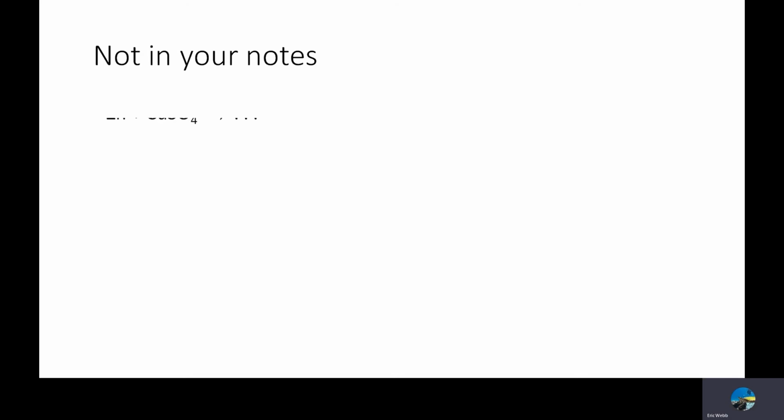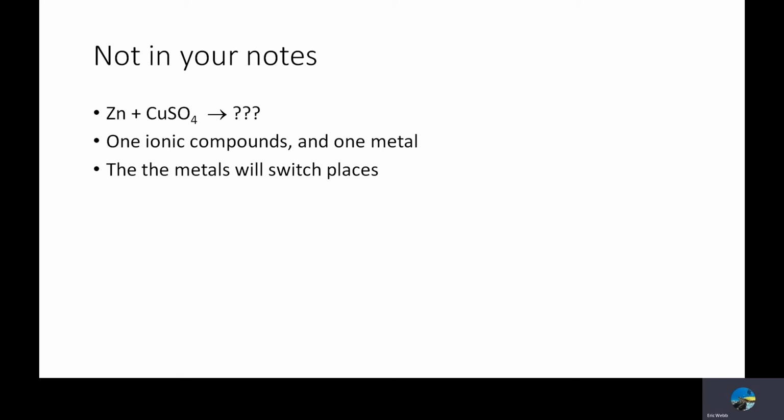This one's not in your notes. Look at zinc and a copper 2 sulfate. So what will this produce? So let's look at those formulas first. We've got zinc, it's going to be a metal, and we have a copper 2 sulfate. It's probably going to be dissolved in water. So we've got one ionic compound and one metal. So those metals are probably going to switch places. So the zinc is going to take the place of the copper. Copper is going to take the place of the zinc. Metals are just going to switch spots in that formula.